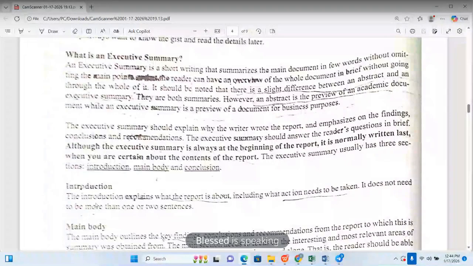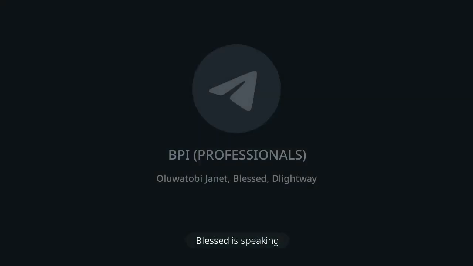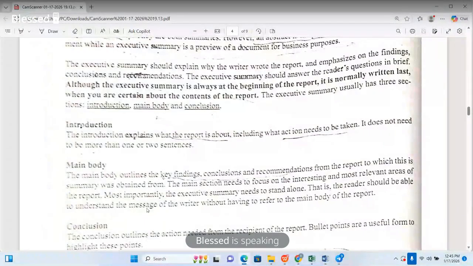Introduction. The introduction explains what the report is about, including what action needs to be taken. It does not need to be more than 1 or 2 sentences. Main body. The main body outlines the key findings, conclusion, and recommendation from the report. That is where you are going to put your main body. Meanwhile, find hints to sneak in your professional skepticism. Just know how to coin it so as to make sure that you include professional skepticism in that main body.